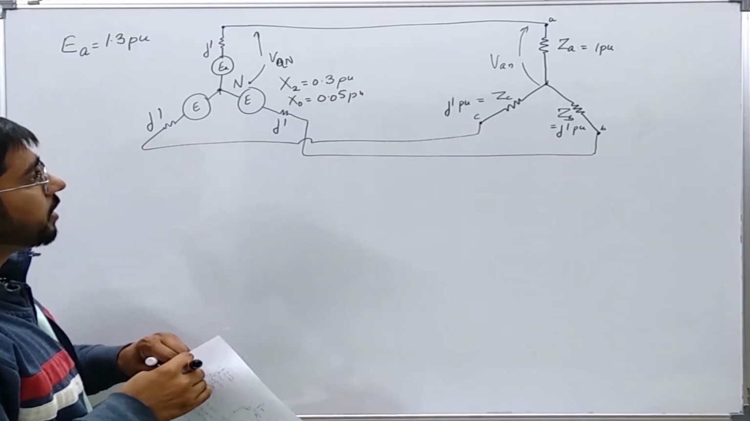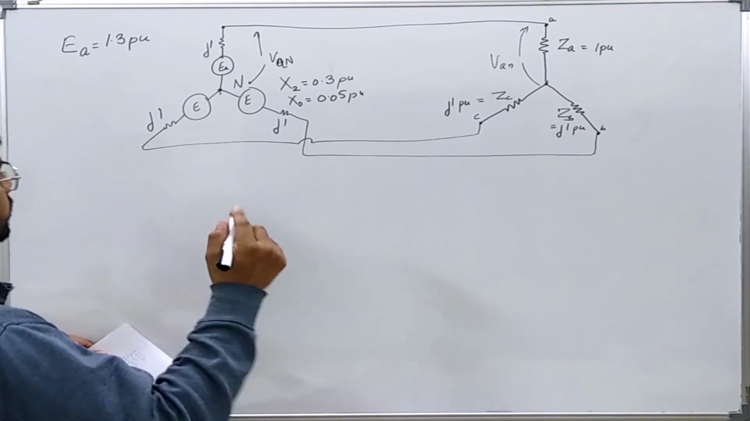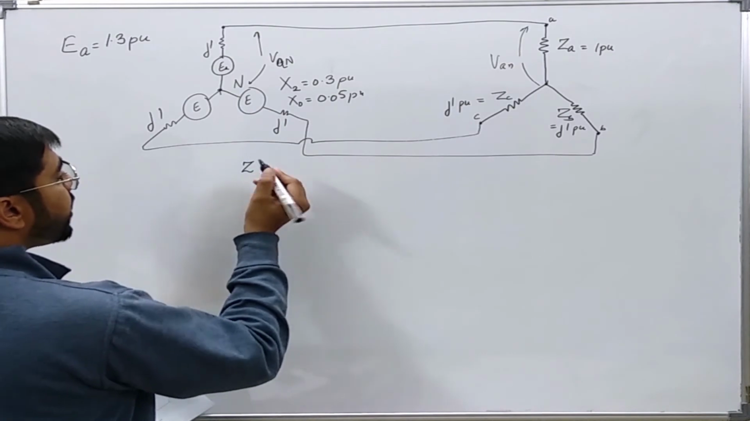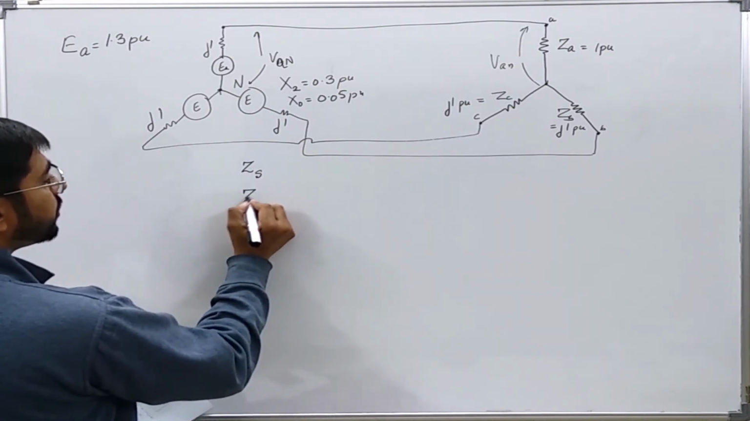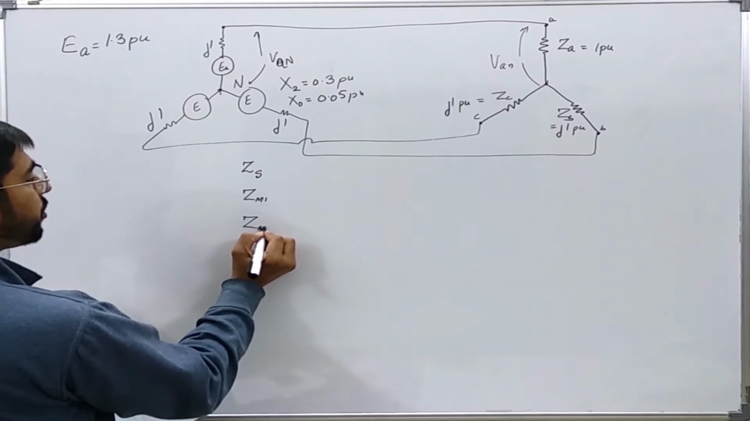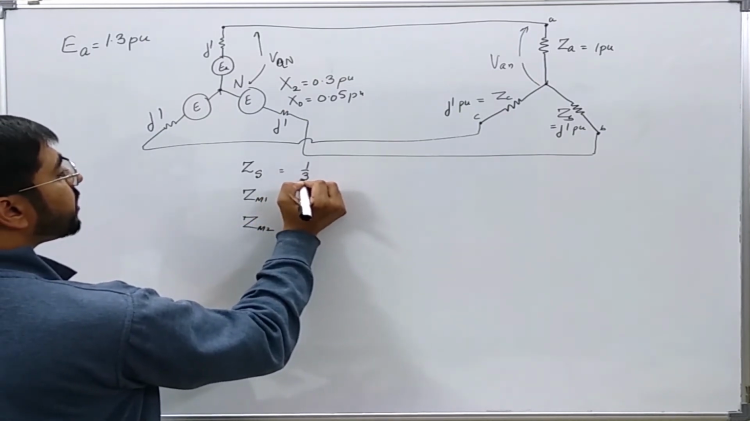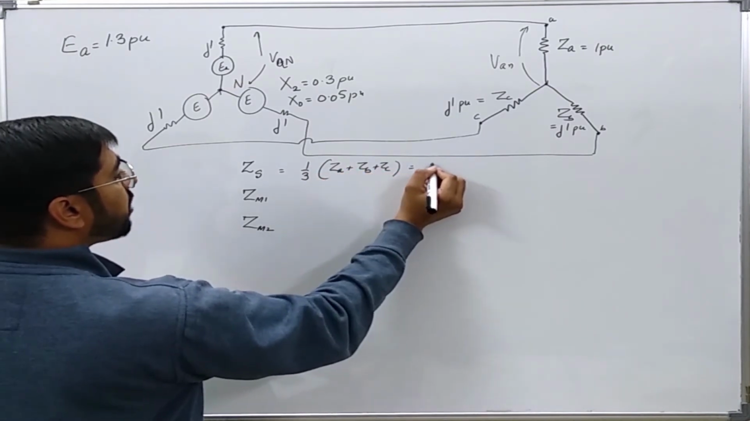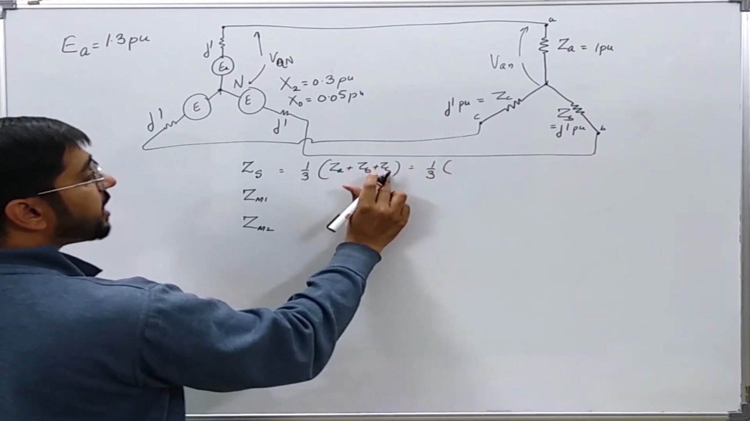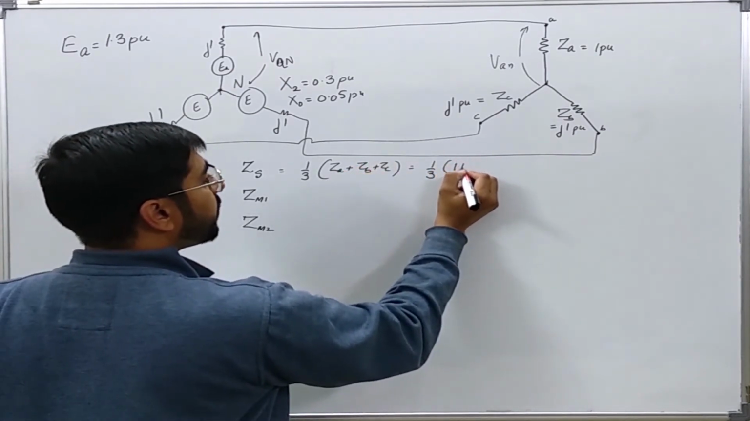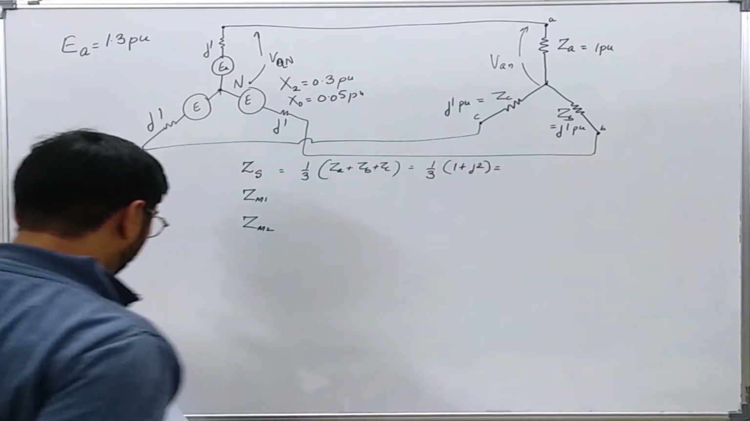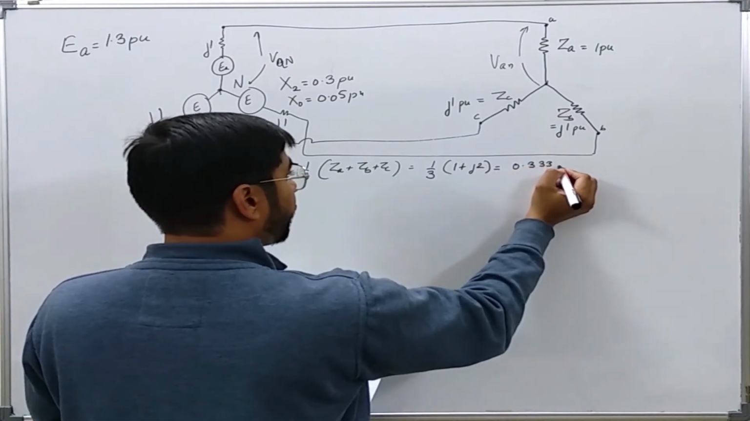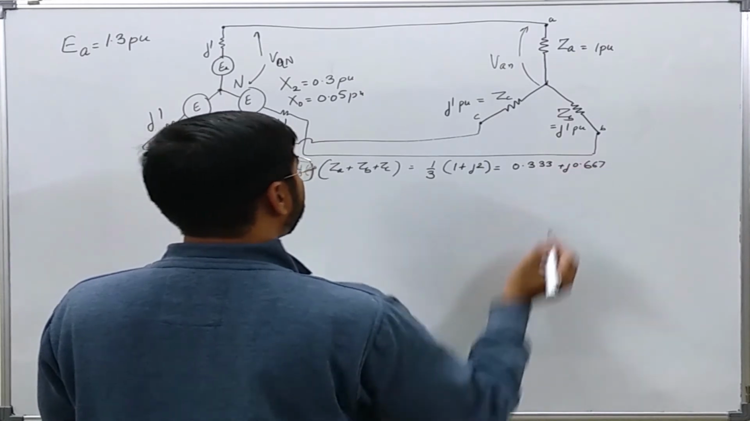Now, in our previous slide, we have seen that we need to find various impedances Zs, Zm1 and Zm2. Now Zs is nothing but 1 by 3 (Za plus Zb plus Zc). So it will be equal to 1 by 3. Zb and Zc are equal. So (1 plus j2), and it comes out to be 0.333 plus j0.667 per unit.